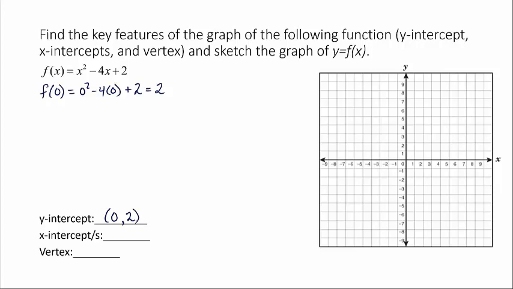And the x-intercepts, now, is this factorable? If we were to set it equal to 0, factors of 2 that add to -4: 2 and 1 is 3, or -3, but we're never going to get quite to -4. Okay, so here's what I would suggest. Let's find the vertex first.